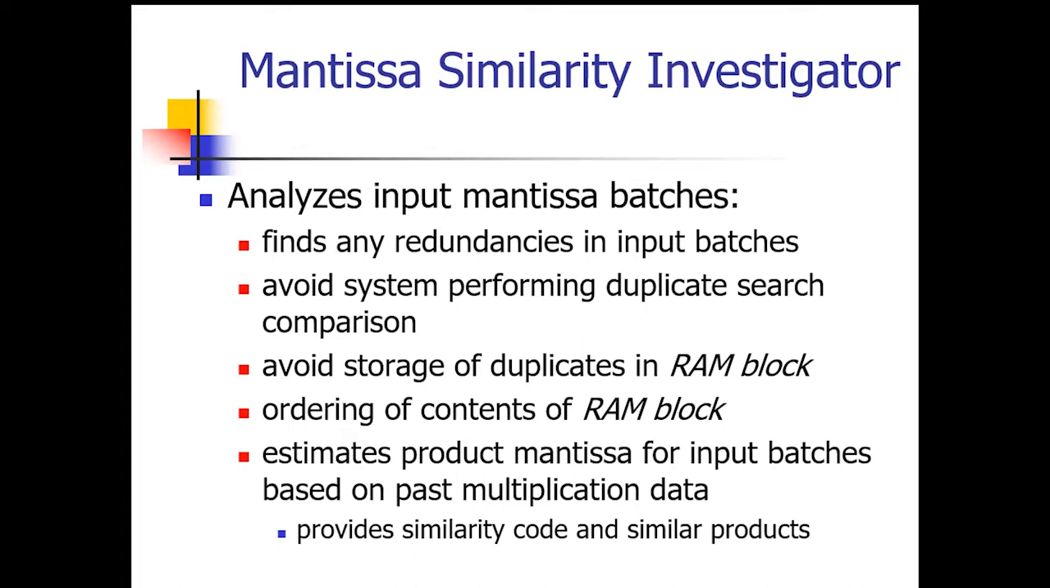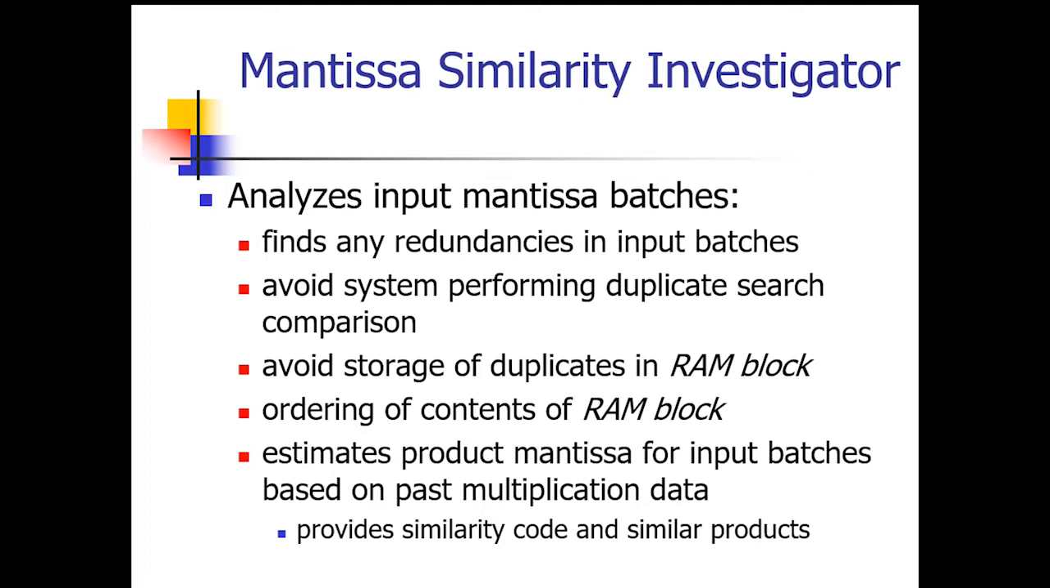So we avoid the system performing duplicate search comparisons, because for every batch we have to do a comparison in the MSI unit to determine whether those inputs were multiplied in the past. So we are avoiding duplicate search processes. Also, we avoid storing duplicates for future multiplication operations. And the contents of the RAM block are ordered for quicker retrieval. We also use estimates of the product mantissa for input batches based on past multiplications, to make the system a bit more effective.